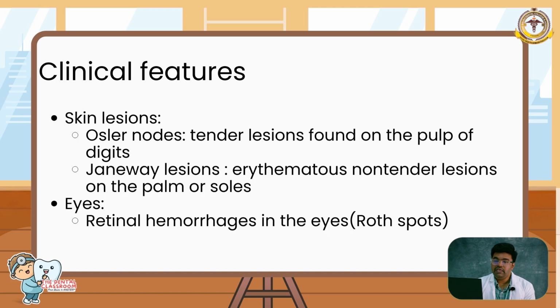The answer is A, because Streptococcus viridans is a normal oral commensal that can enter the bloodstream and adhere to the damaged heart valves, causing infective endocarditis.